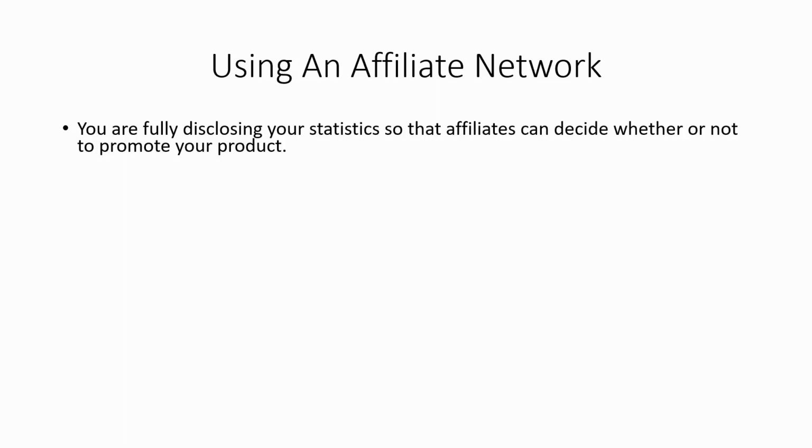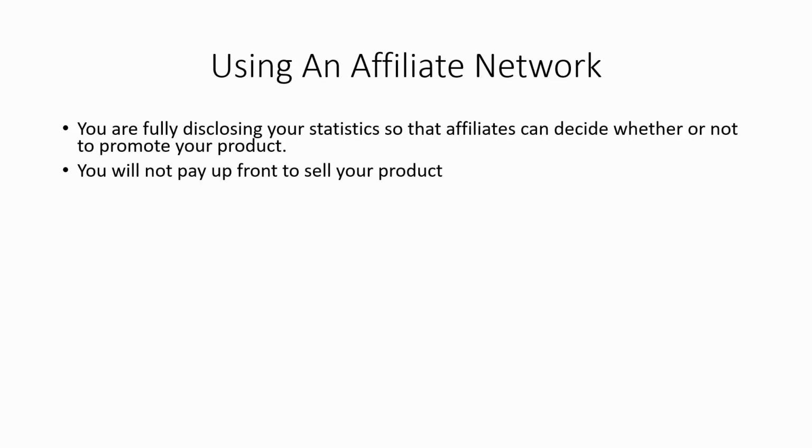So even if you decide that you're only going to use the network in order to deliver your product, if you're going to have all these settings turned on, you're going to be listing your statistics to the public, right? The thing about using an affiliate network like JVZoo Warrior Plus is that you are not going to pay up front to sell your product.